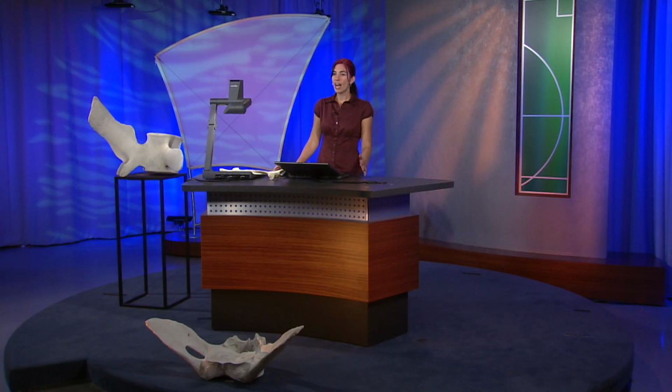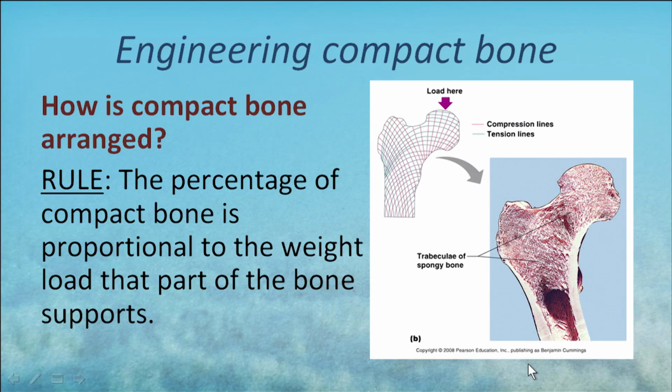So now that we've looked at how spongy bone is arranged, let's take a look at compact bone. Compact bone, as a rule, is proportional to the weight load that that part of the bone supports. So if there is a large weight load that that bone is supporting, then we expect to see a large percentage of compact bone.